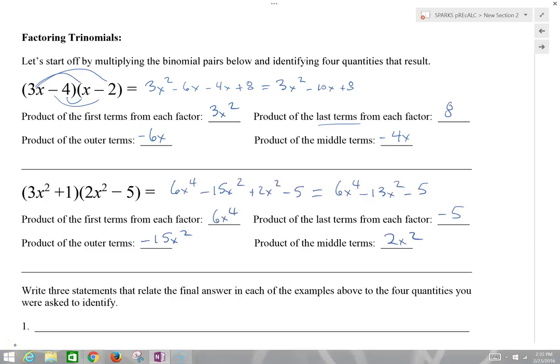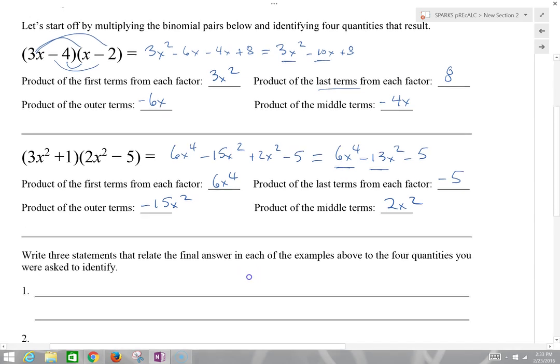Notice how these are fairly similar, and that we just did first, outside, inside, last, and then simplified by adding like terms. But this one has a 4th degree and a 2nd degree term, where this one up here just has a 2nd degree and a 1st degree term. However, they multiply out just the same. We end up with a trinomial when we're done.